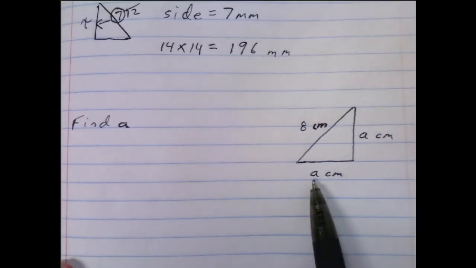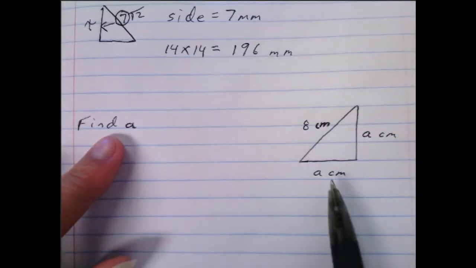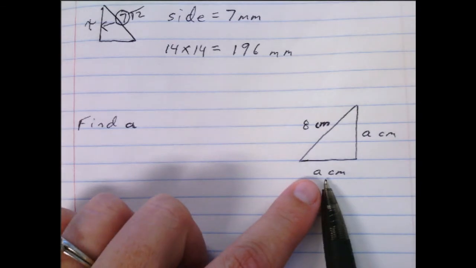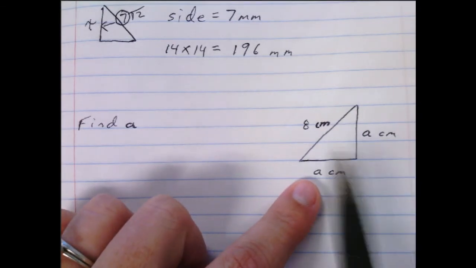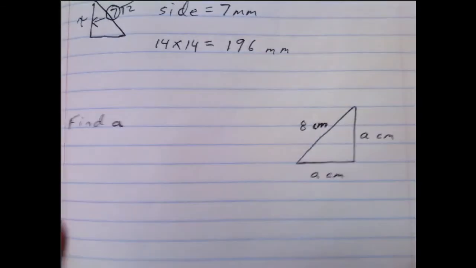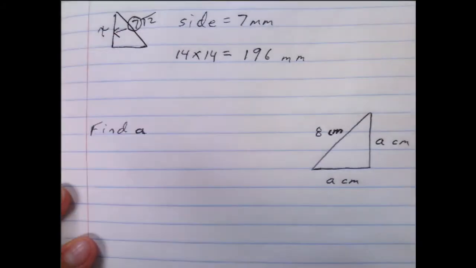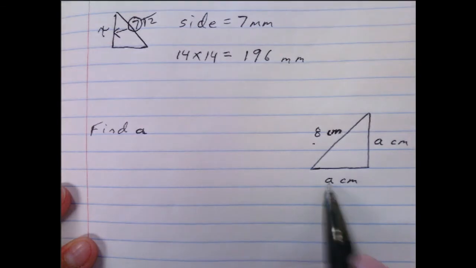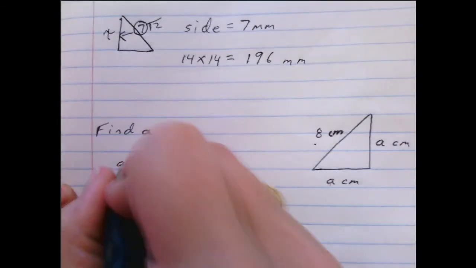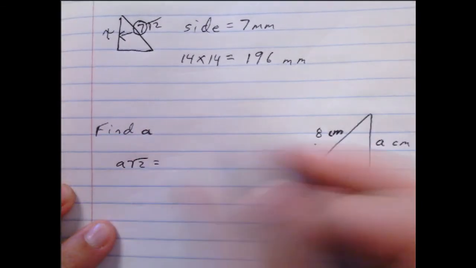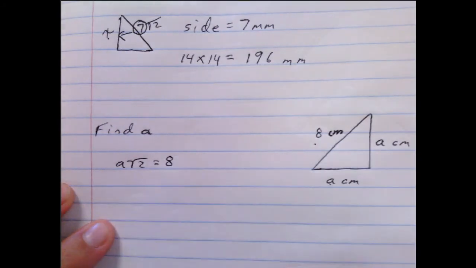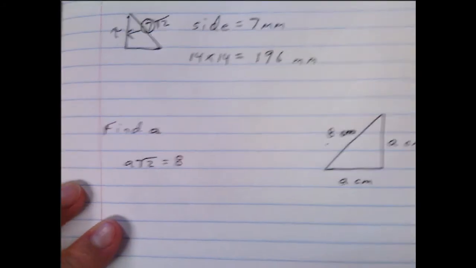Alright, so the last one here, we're going to be finding A. So we have one of our legs is A, the other leg is A, and we have a hypotenuse of 8. So very similar to one that we did before, we know that the hypotenuse is going to be A square root of 2, and that equals 8 centimeters. So then we're just solving for A.